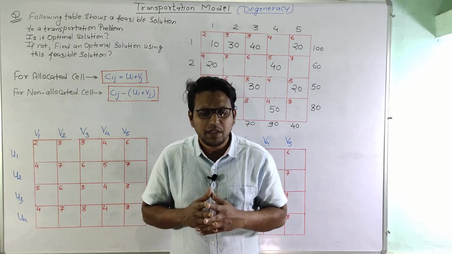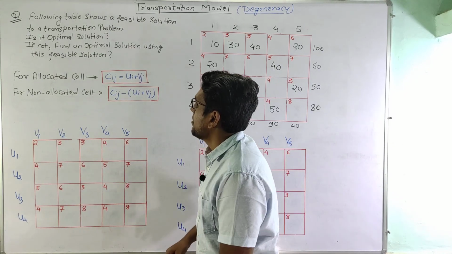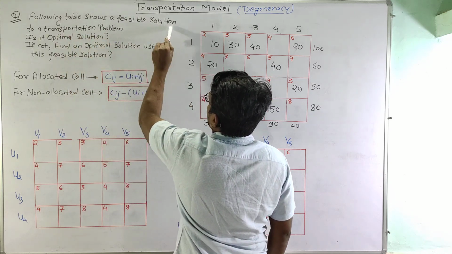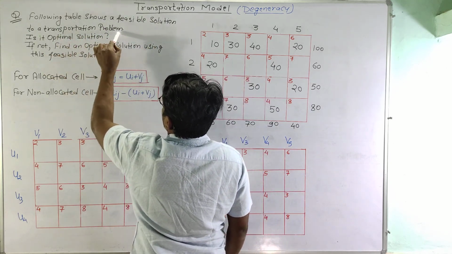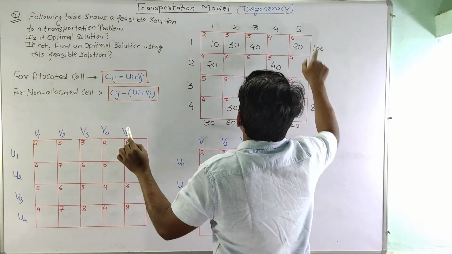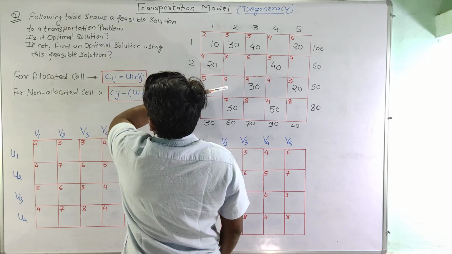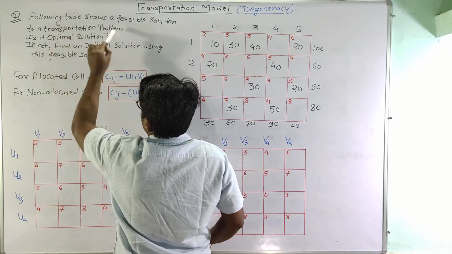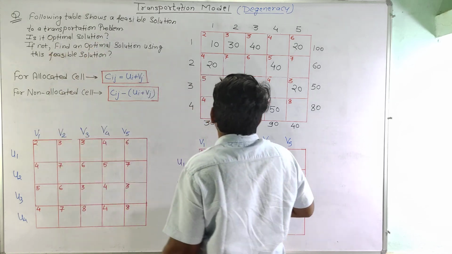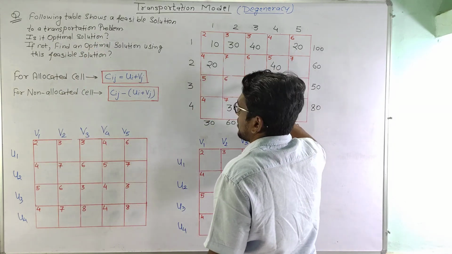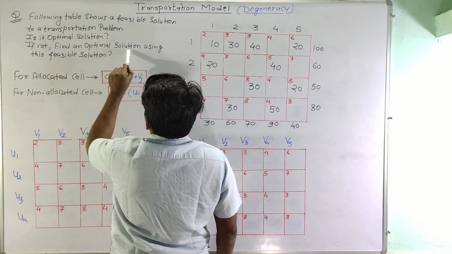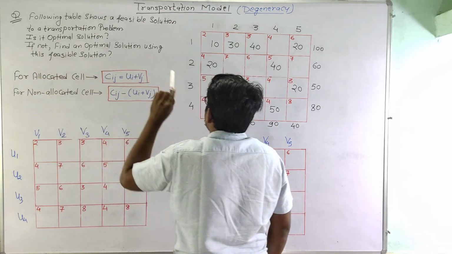So let us begin with the problem. The problem says that the following table shows a feasible solution to a transportation problem. So this is the given table. So this is the feasible solution for a transportation problem. Is it an optimal solution? So we have to find out if this particular solution is optimal, and if not, find an optimal solution using this feasible solution.